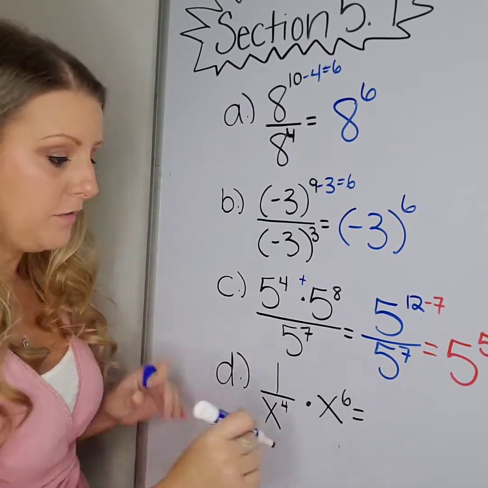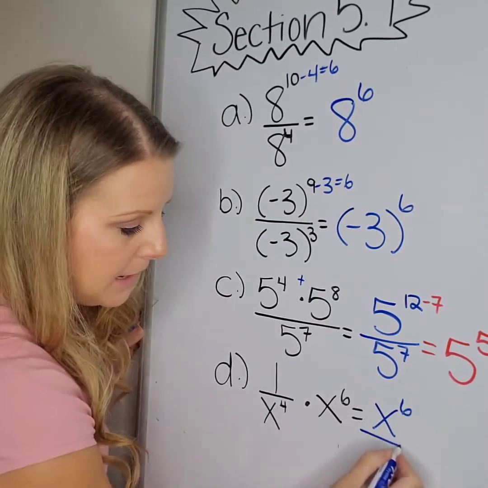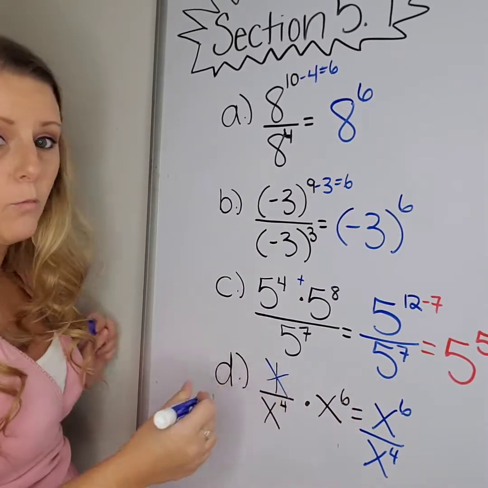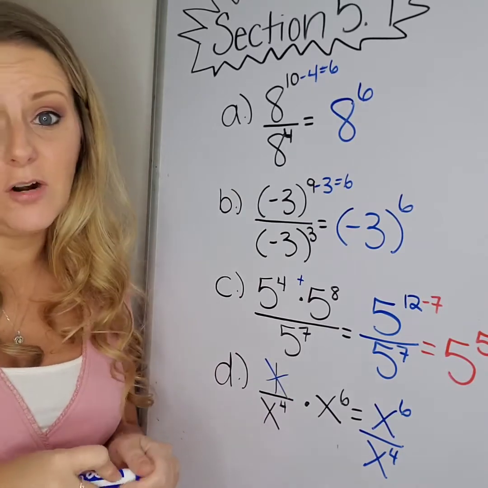There's nothing special there. So we're going to keep the x to the 6th on the top. And the only thing on the bottom is x to the 4th. So we're just going to take this and put it on the top. We don't need the 1 anymore because 1 times anything is just that thing. So it's extra. We don't need it.